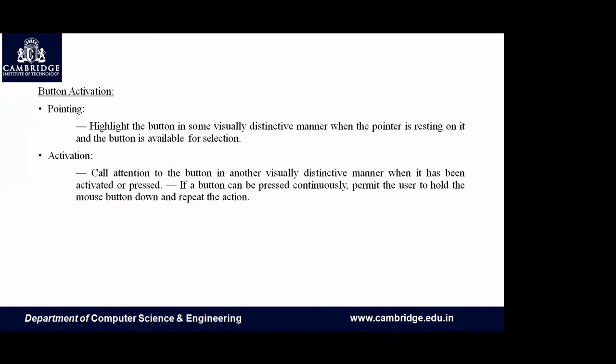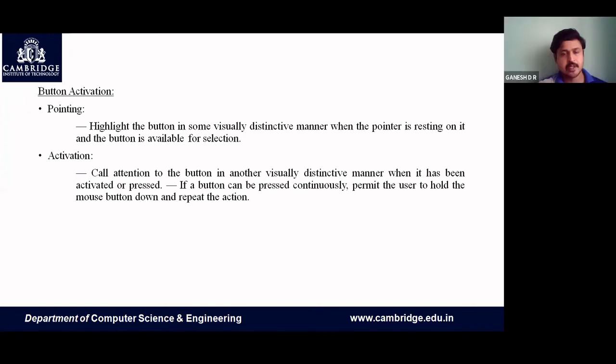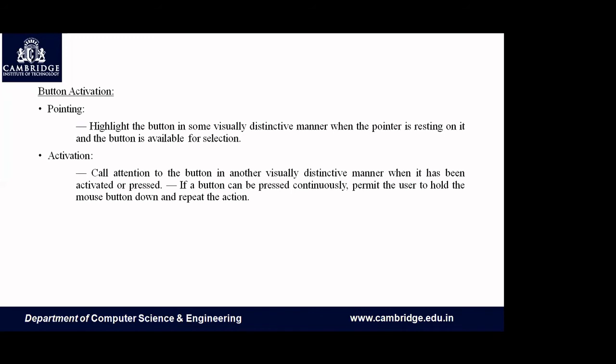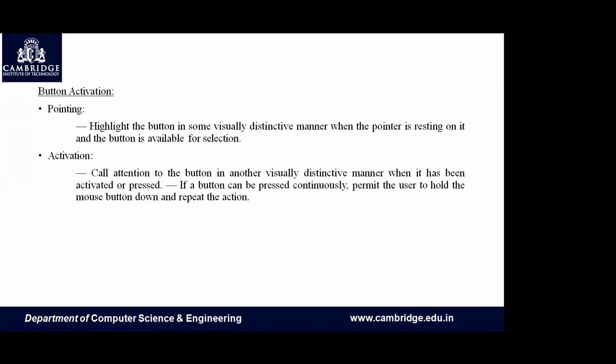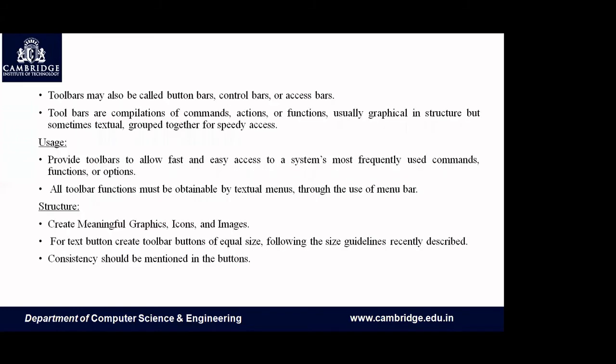Now, what is the difference between button pointing and button activation? There should be some difference between activation and pointing. Once the cursor is placed on it, it is pointing. Once it is clicked or pressed, then it is called activation. So whether it is highlighting or selecting, there should be some difference between them.